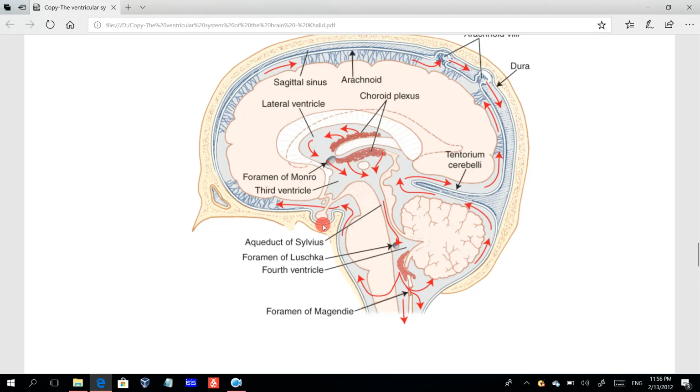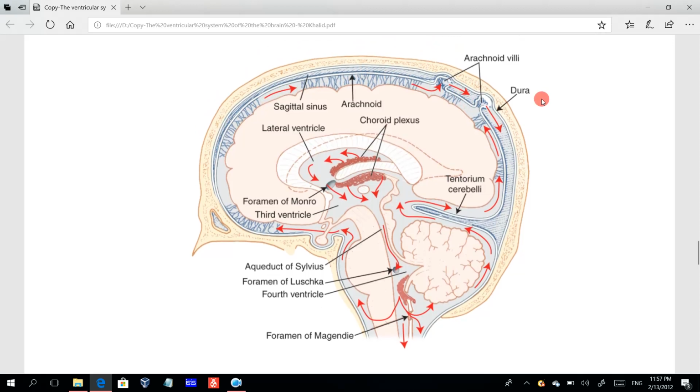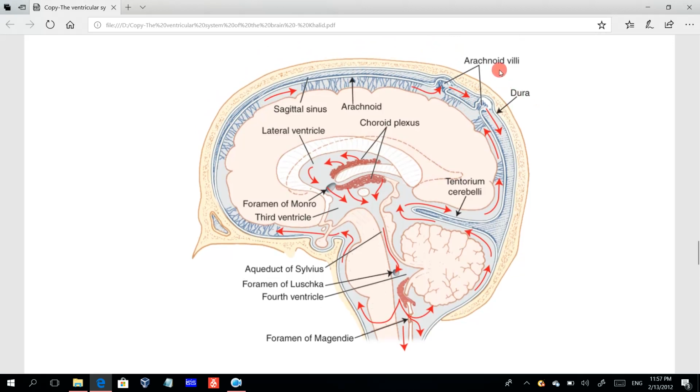subarachnoid space, and this is the subarachnoid space. You see, this is the subarachnoid space, and it will surround all the brain tissue. And of course, these are the arachnoid granulations, also called arachnoid villi. As we said, these are for filtration of the CSF, and unwanted materials will go to the venous sinus, the superior sinus.